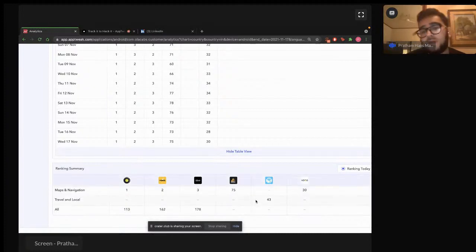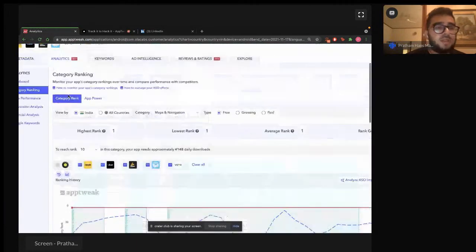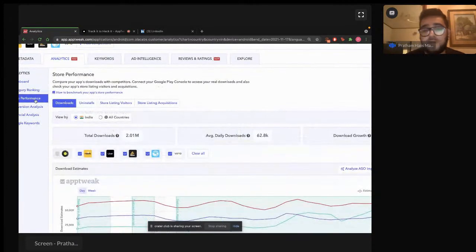Now, this helps them particularly in their app, but it comes down to each app's individual branding strategy and their strategy in terms of ASO. So that's a primary focus in terms of category ranking, and the same applies to the principles in store performance, which is more about understanding the average amount of downloads that are there on a day-to-day basis.